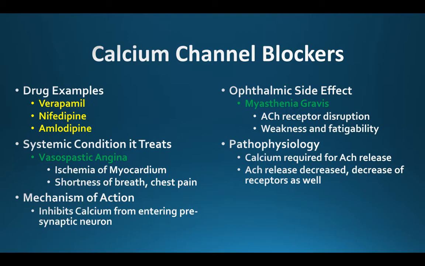The way that calcium channel blockers work to induce myasthenia gravis-like syndrome is that calcium is required for the presynaptic cleft to release acetylcholine from its vesicles. If calcium movement is blocked, acetylcholine will not reach the postsynaptic cleft because the vesicles were never released. If you couple that with the destruction of acetylcholine receptors, this could lead to fatigue and paralysis.